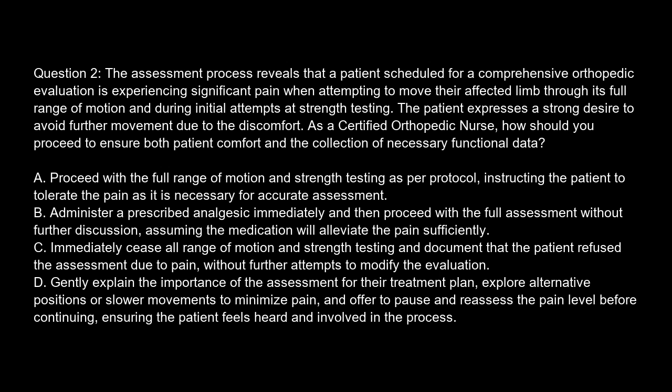data? Option A. Proceed with the full range of motion and strength testing as per protocol, instructing the patient to tolerate the pain as it is necessary for accurate assessment. Option B. Administer a prescribed analgesic immediately and then proceed with the full assessment without further discussion, assuming the medication will alleviate the pain sufficiently. Option C. Immediately cease all range of motion and strength testing and document that the patient refused the assessment due to pain, without further attempts to modify the evaluation.